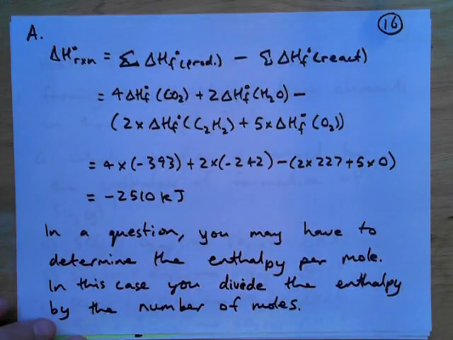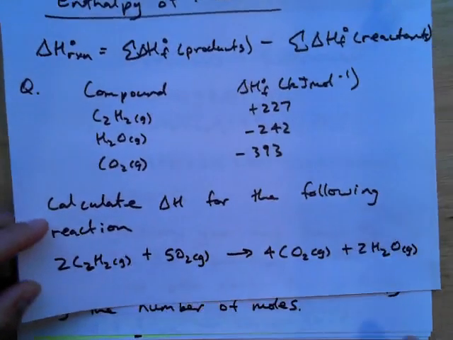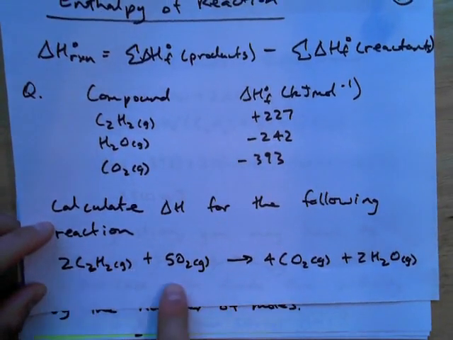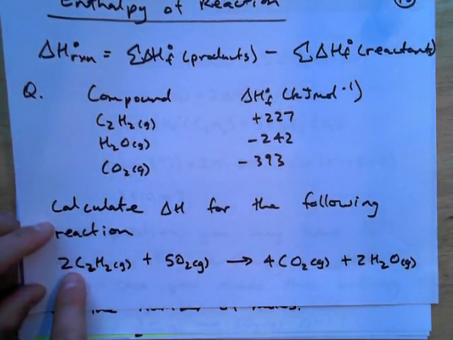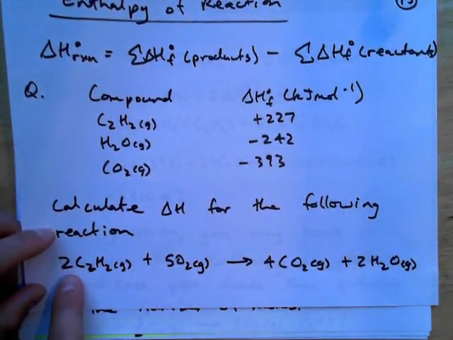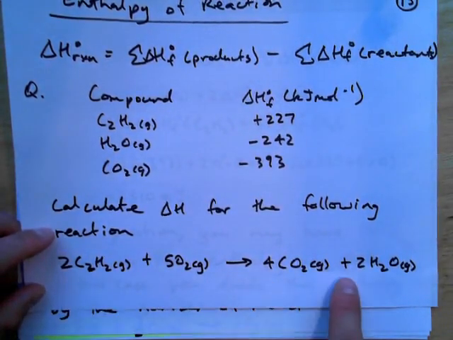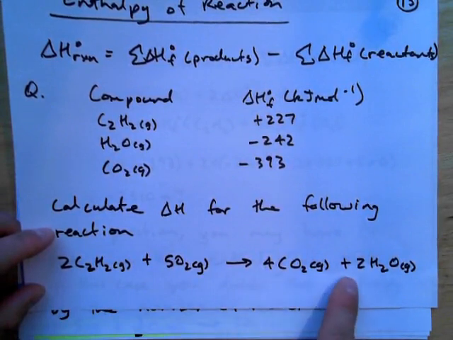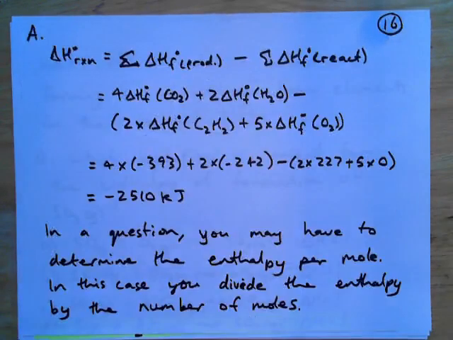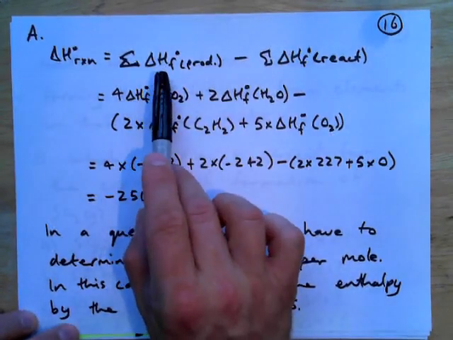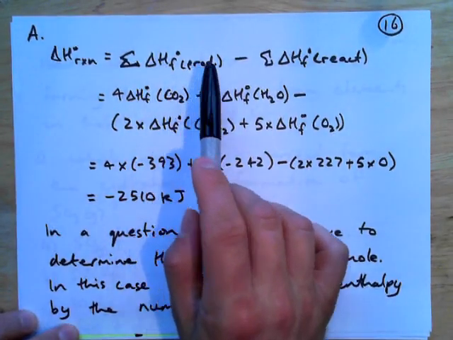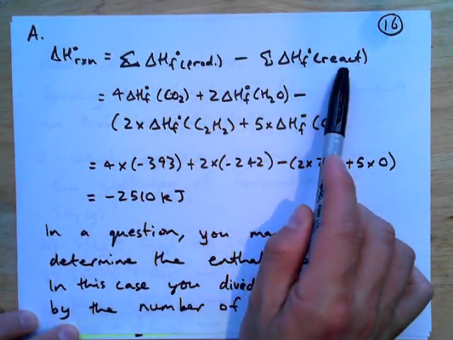So when I do the math on this, because the reaction has 2 acetylenes and 4 carbon dioxides and 2 waters, I need to be cognizant of these numbers, these stoichiometric mole ratios here. I need to carry these into my calculation. So when I look at the delta H of the reaction, I'm looking at the enthalpy of formation of my products, take away the enthalpy of formation of my reactants.